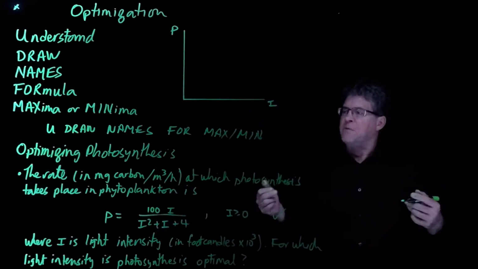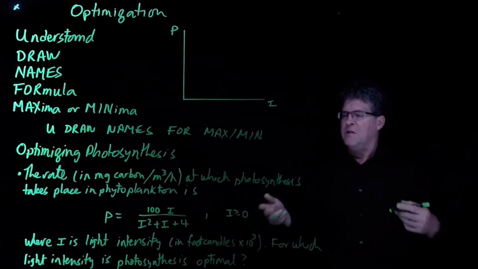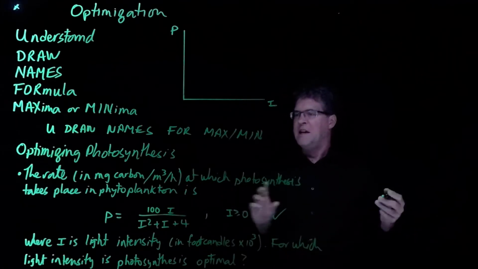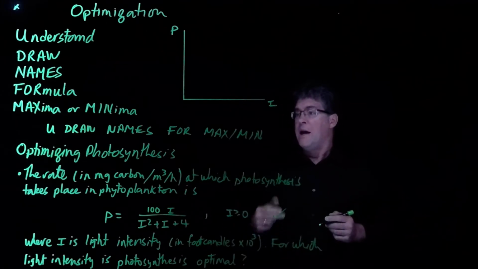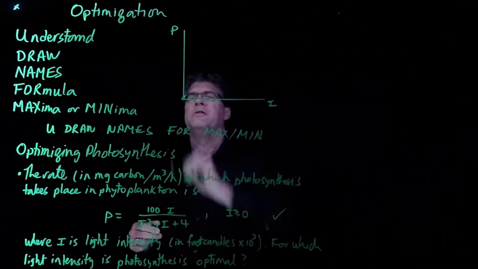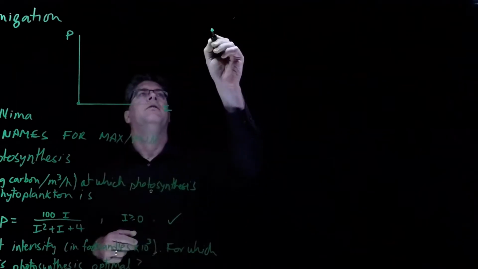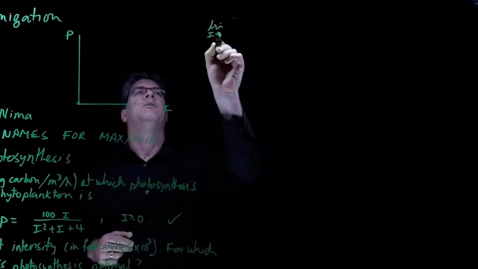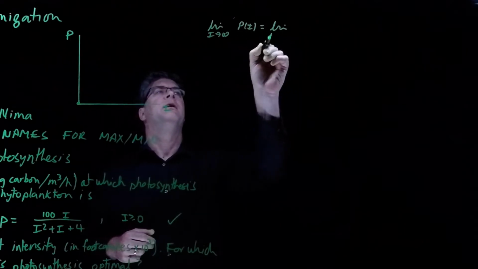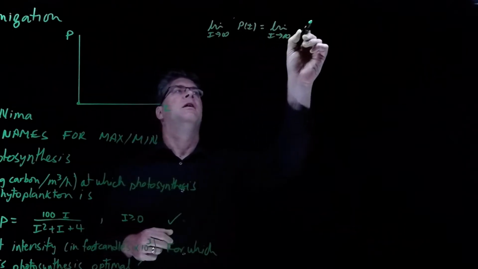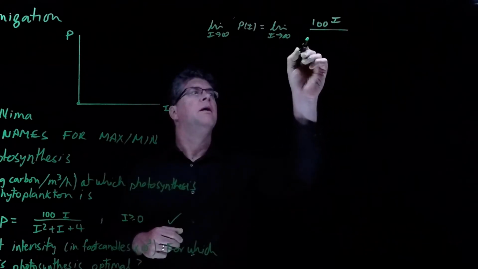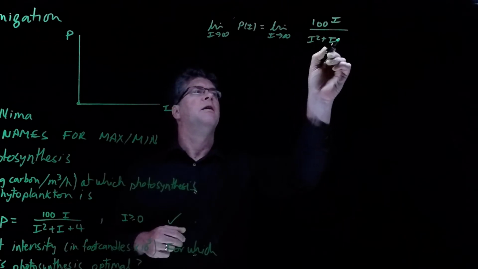Now the question asks, for which light intensity is the photosynthesis optimal? So we might want to draw a picture here just to get a sense of what's going on with P. And you'll notice when I is equal to 0, P is equal to 0. So P goes through 0, and the limit as I goes to infinity of P of I is equal to the limit as I goes to infinity of 100I divided by I squared plus I plus 4.